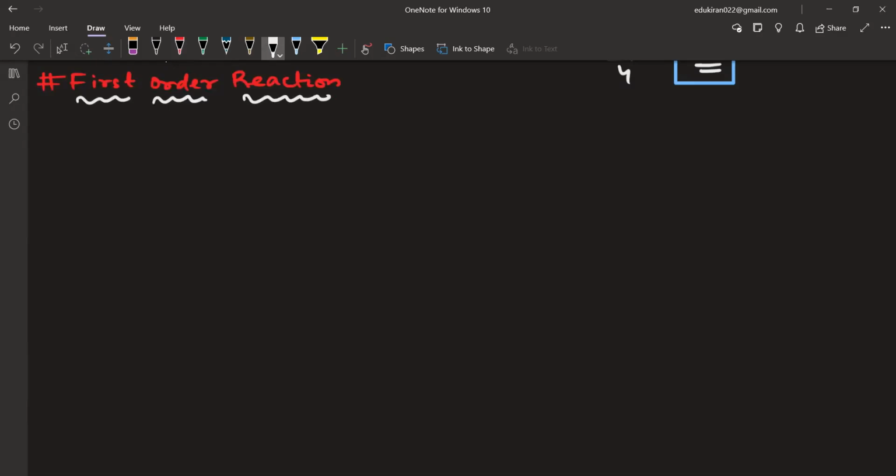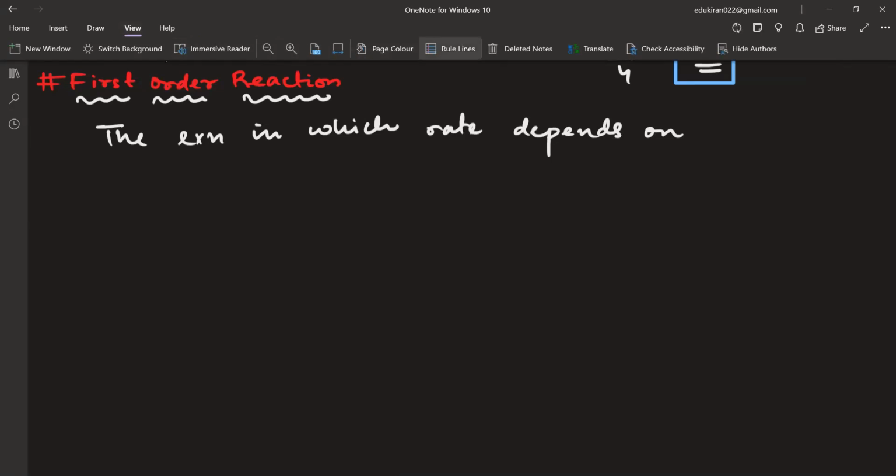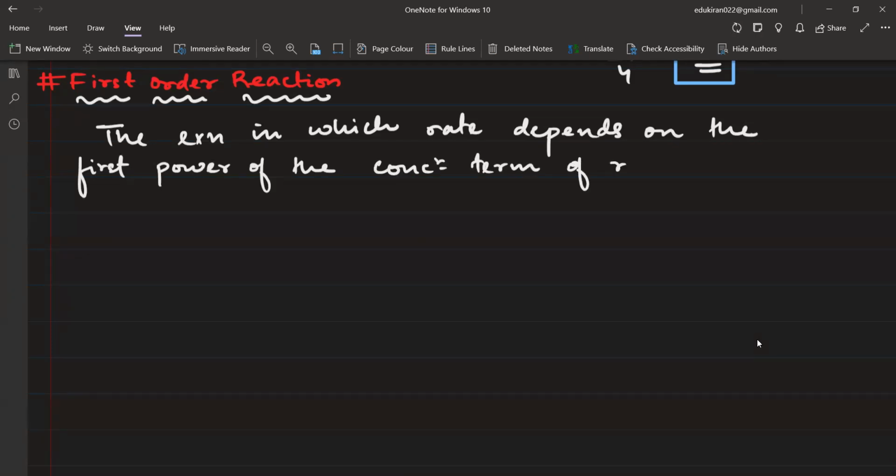First order reaction: please write the reaction in which rate depends upon the first power of the concentration term of reactant in the rate law expression.